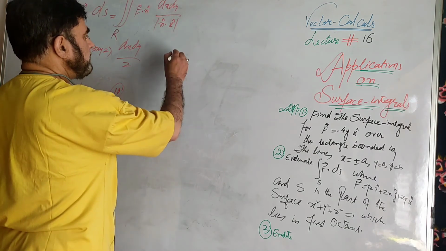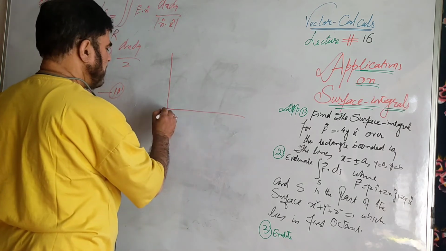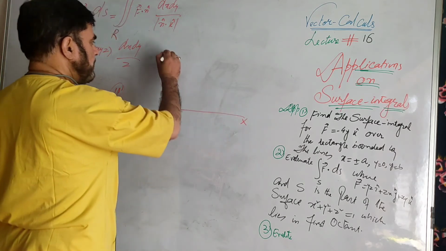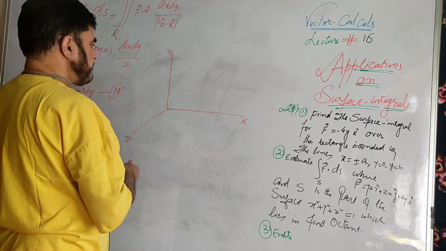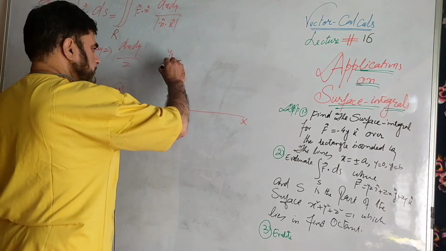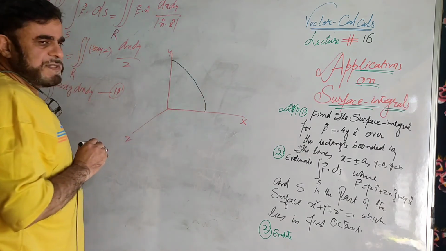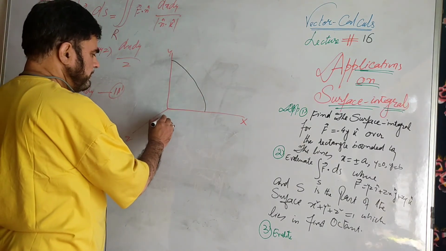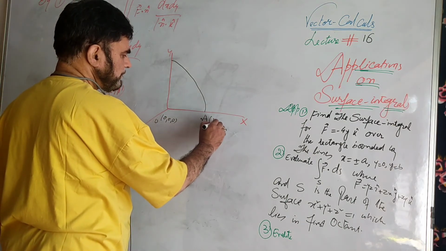Well, this is now my x-axis, y-axis, z-axis. I have projected this part of the sphere.